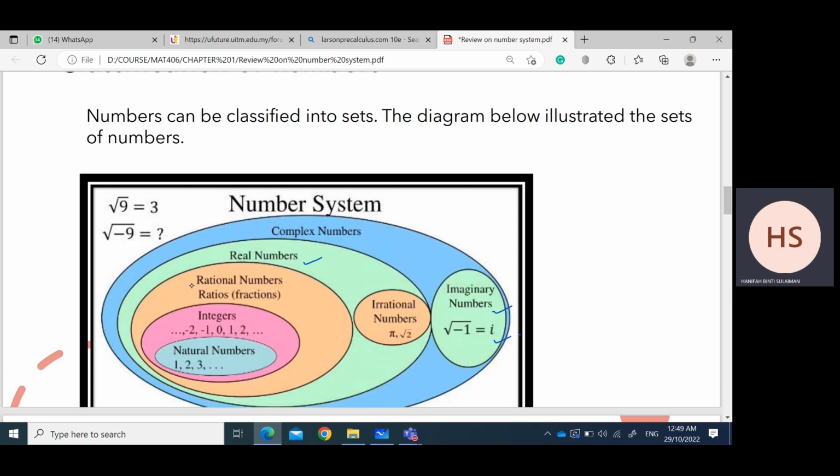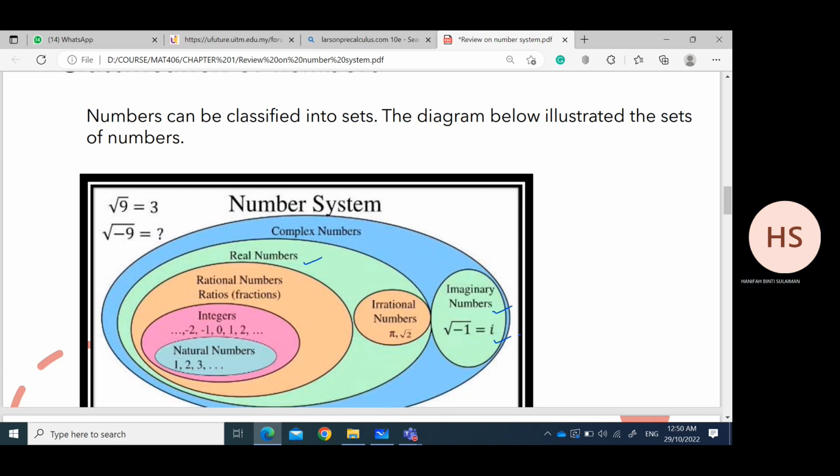So dalam real number, we have rational number ataupun nombor yang kita boleh bentukkan dalam bentuk pecahan. Okay. Itu adalah rational number. And then opposite for the rational number adalah irrational number. So irrational number, nombor yang kita tak boleh nak bentukkan dia dalam bentuk pecahan.